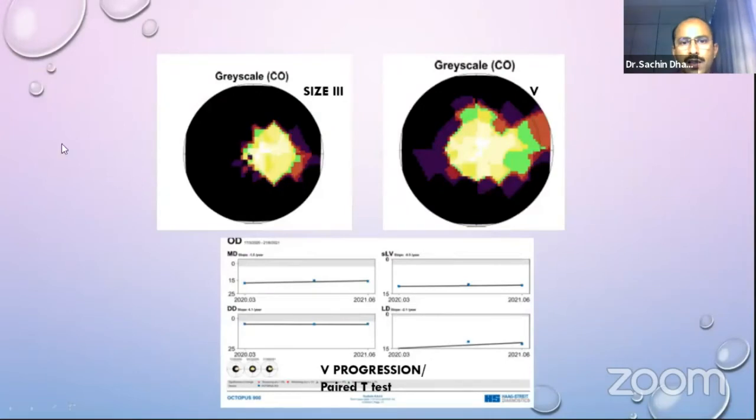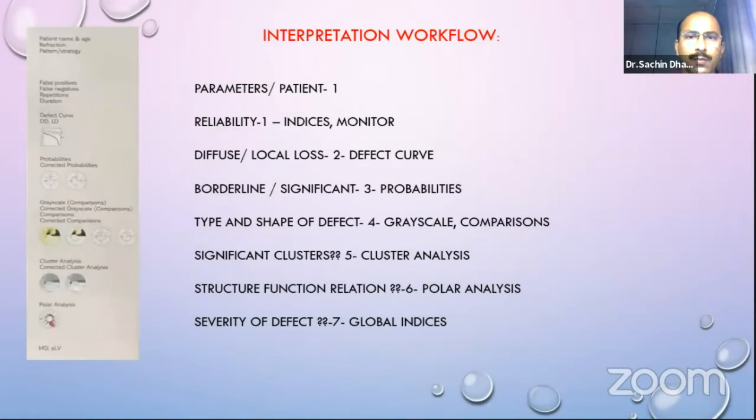Now here again, increasing the dynamic range from a size 3 to a size 5, and then following up the size 5 on the progression printout. Because it's a paired t-test, you don't have to have historical data which is acquired over 15 days from a pool of glaucoma stable patients. This just compares the patient to his historical previous data.